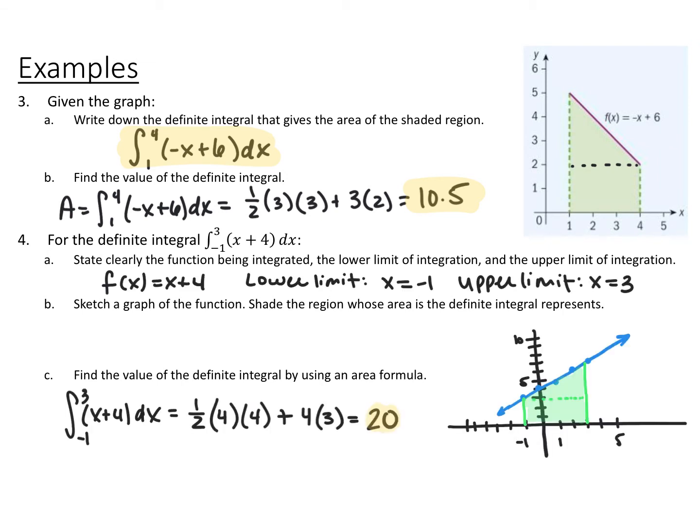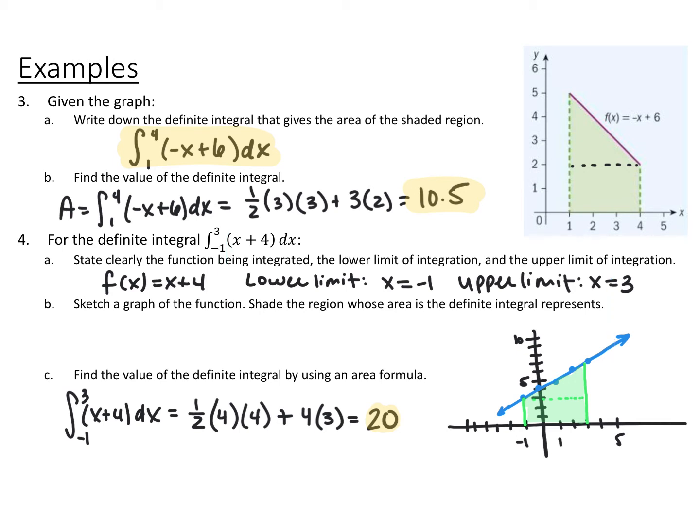The function that's being integrated is the function that's inside your integral symbol next to the dx, so f of x equals x plus 4. The lower limit is the smaller bound, the one that's on the bottom, so it would be x equals -1. The upper limit is the top bound, the bigger number, so x equals 3.